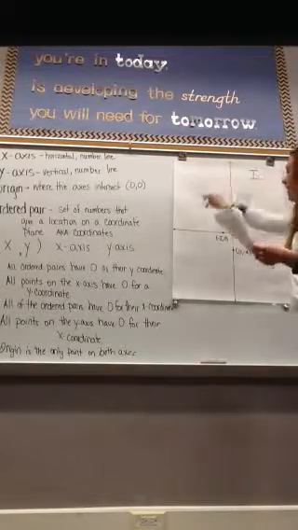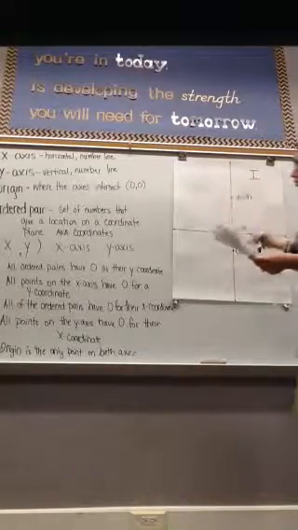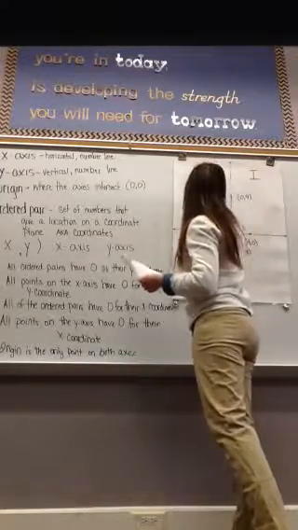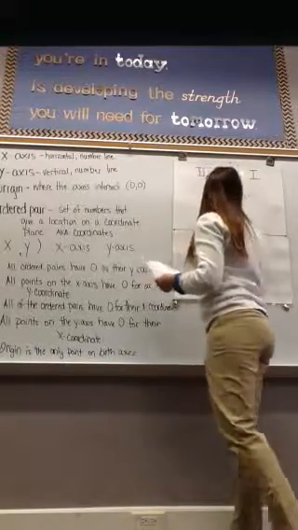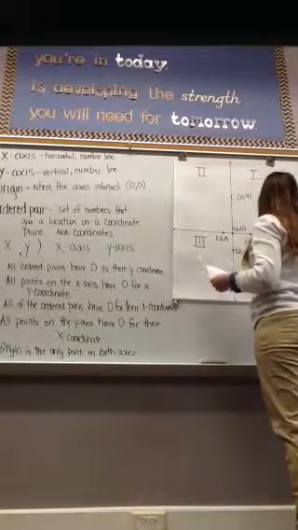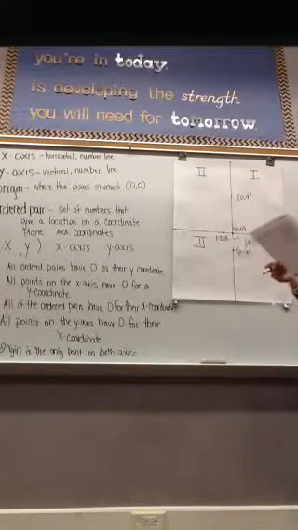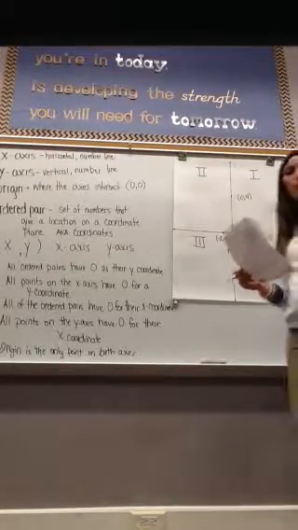Now these are labeled counterclockwise. So this is quadrant 2, quadrant 3, and quadrant 4. Okay, make sure you get those labeled before you start part 2.